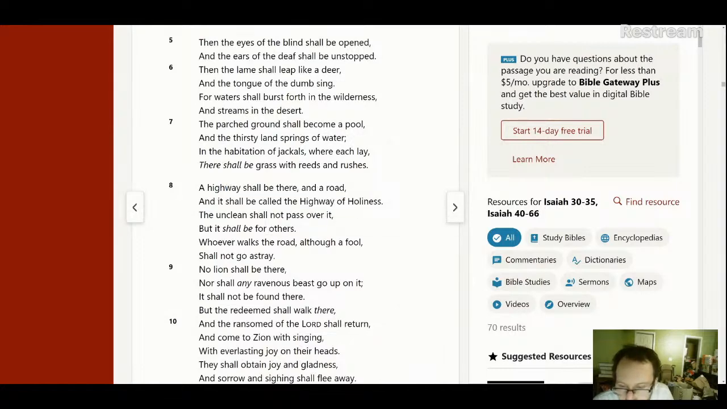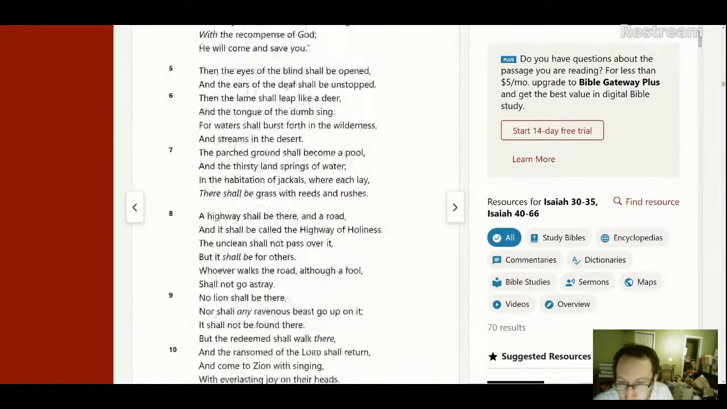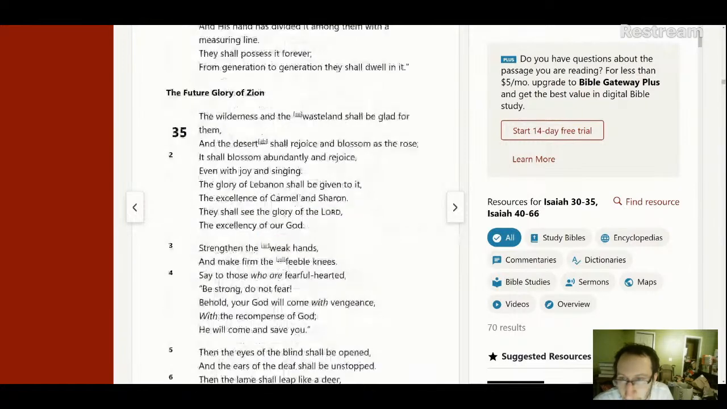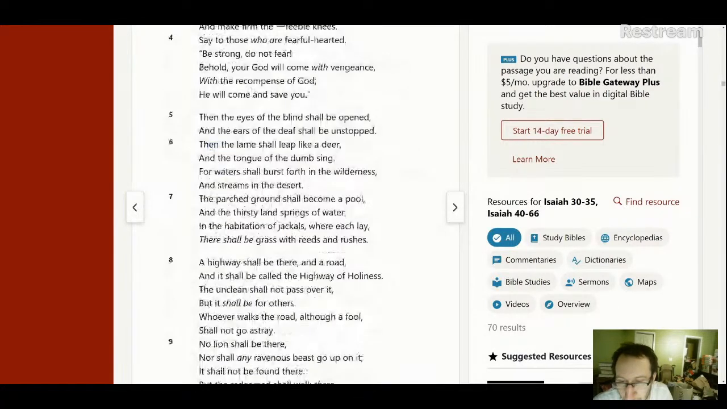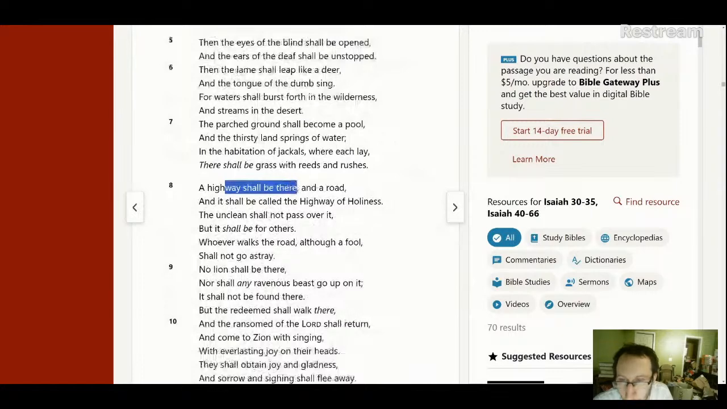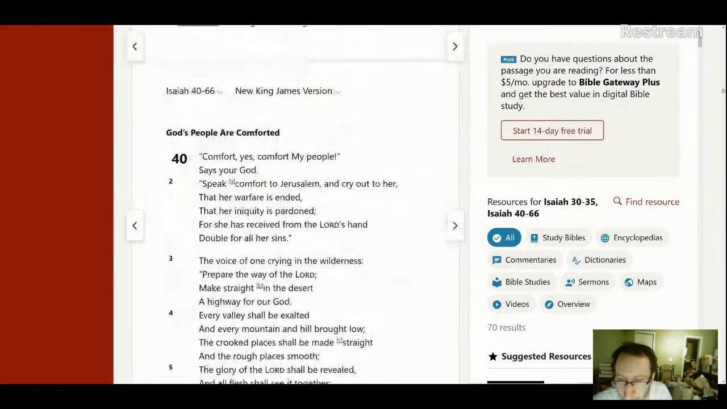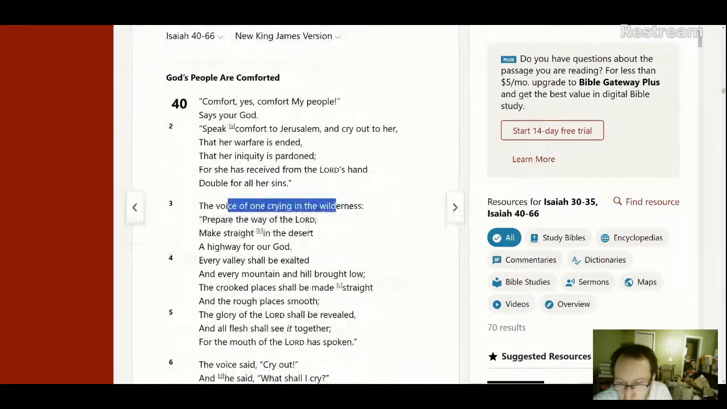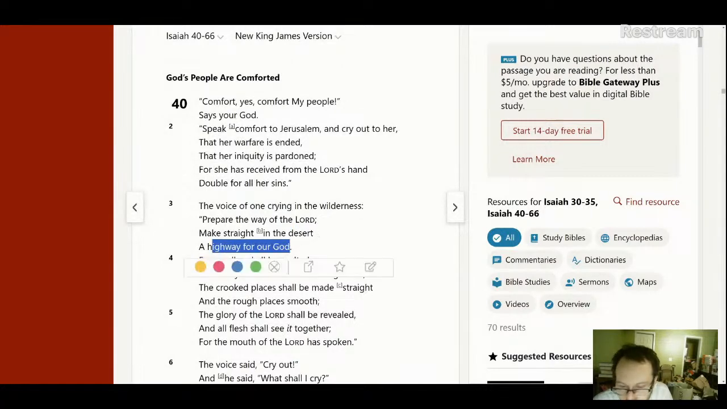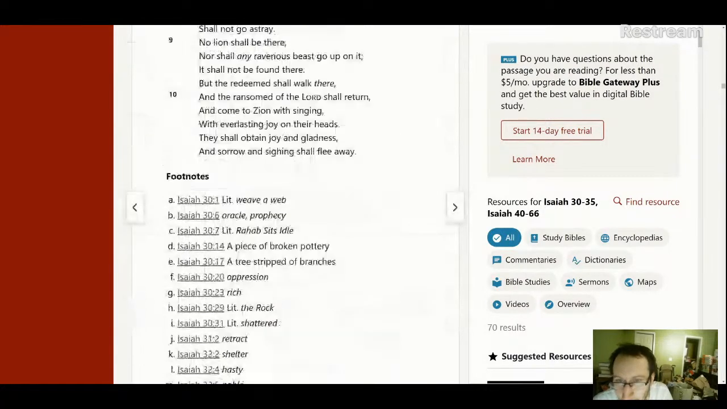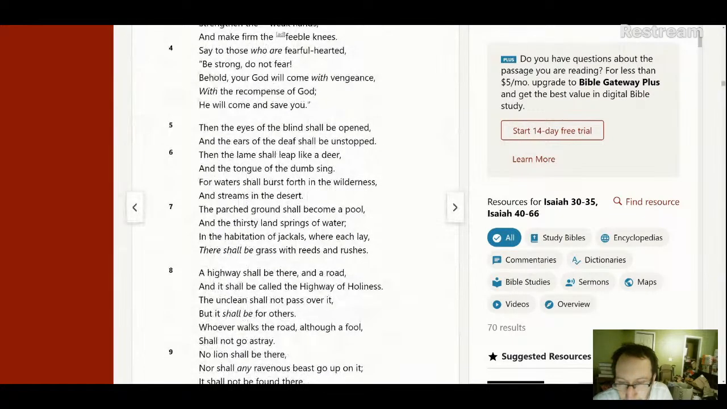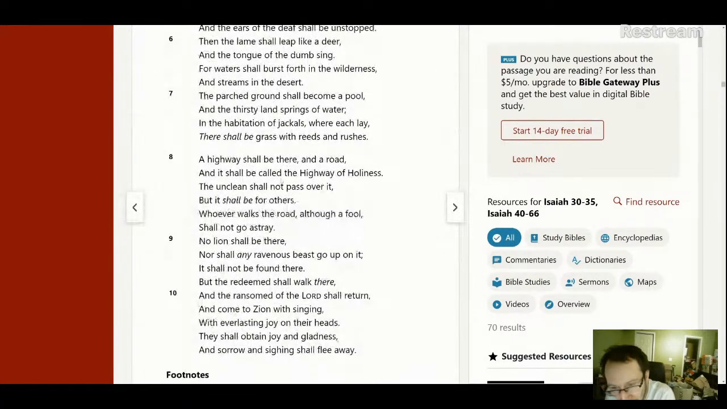In the wilderness. It is literally the highway in the wilderness that's being talked about. Shall be there. Where's there? The wilderness. So, chapter 40, the voice of one crying in the wilderness, prepare the way of the Lord, make straight in the desert a highway for our God. That highway for our God in the desert, in the wilderness, is this highway mentioned in chapter 35, which means this is proof that chapter 35 should be followed by chapter 40.